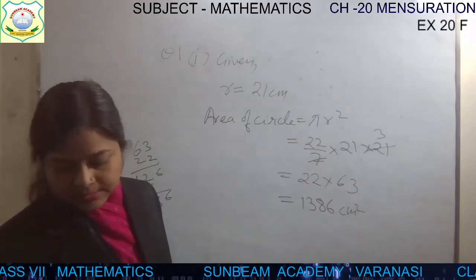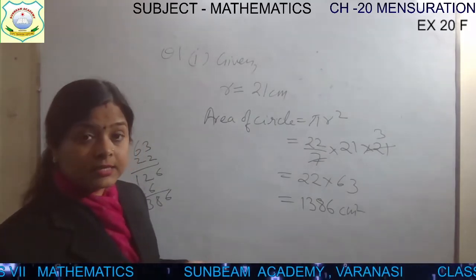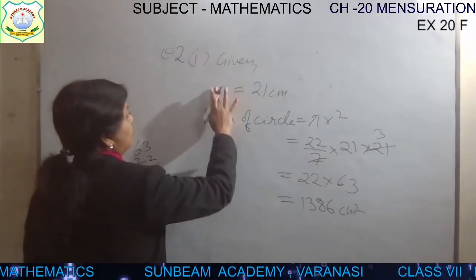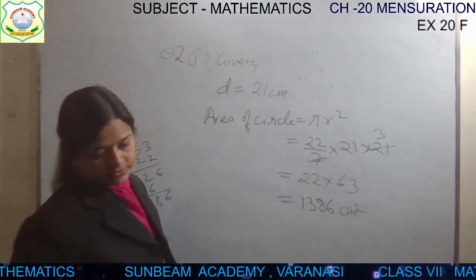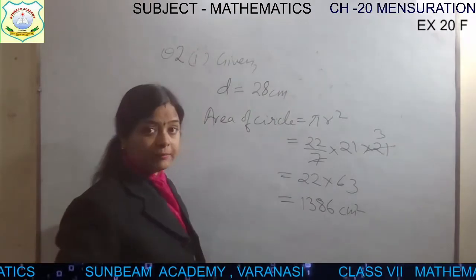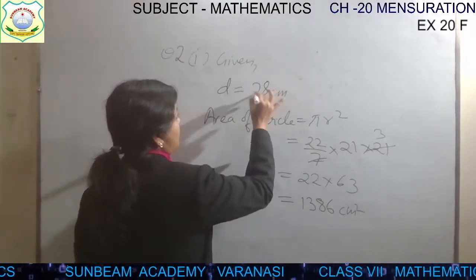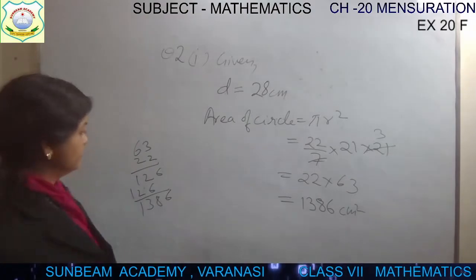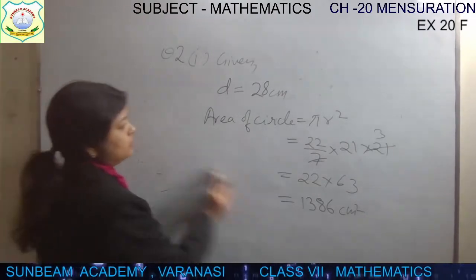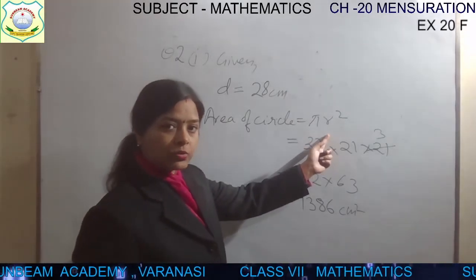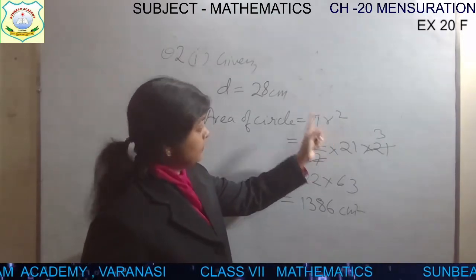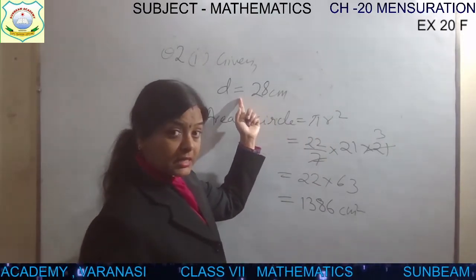Same is in question number 2. The only difference is that in question number 2 diameter is given. In question number 2 first part, what is given to us? Diameter is given to us. It is 28 centimeter. If the diameter is given to us, what will we do, children? Can we put it directly into the area formula pi r square? No. Here we need a radius. So diameter is just double of radius.